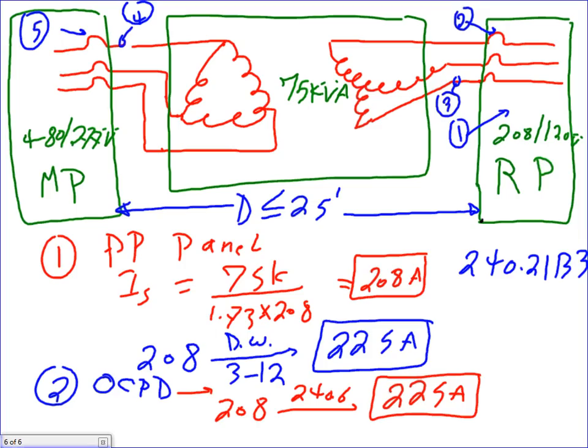Any questions, guys? This is very, very important because you get this scenario all the time. Any questions? So I size my overcurrent protection device. I have a 225 amp panel tied to a 75 transformer. We're good to go. We are powering all our receptacles from this panel.